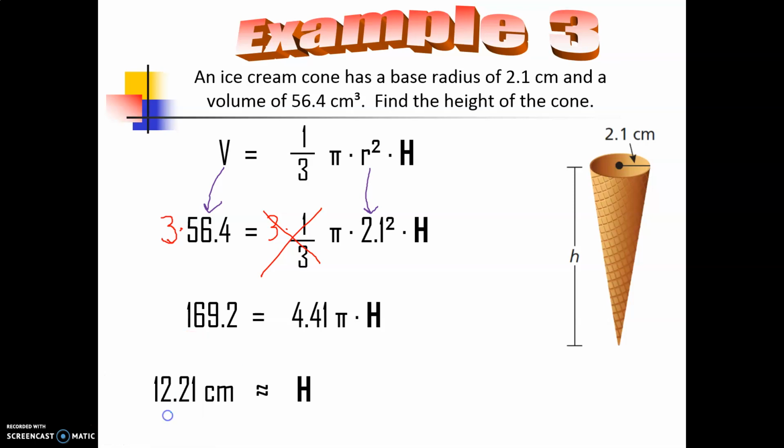All right, now I'm going to divide. Remember, 4.41 times pi is some number. I'm going to divide both sides by this number. And you're probably going to want to group this together, or else your calculator is going to do something that you don't intend it to do. So type in 169.2 divided by 4.41 pi, and you should end up with approximately 12.21 centimeters for your height.